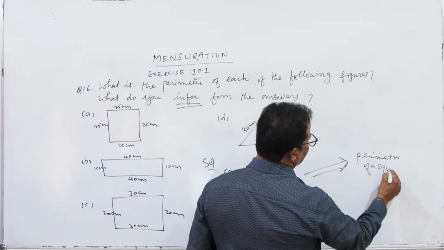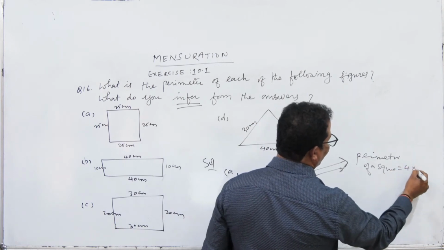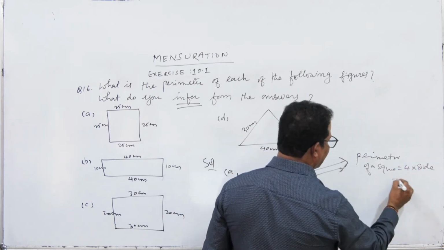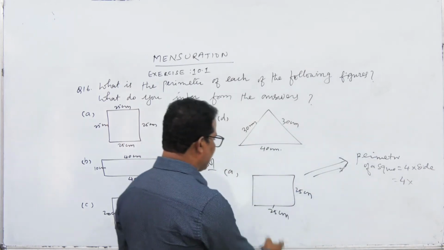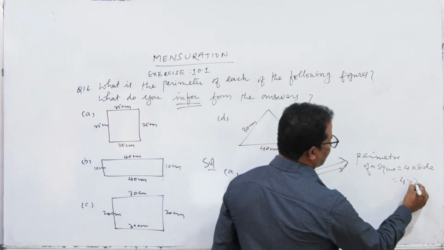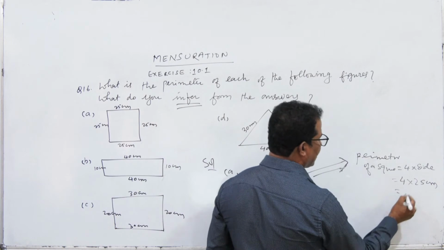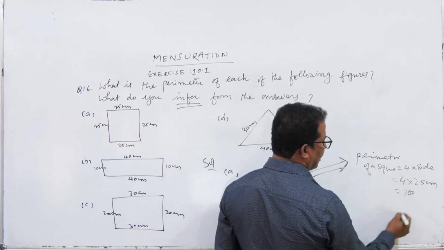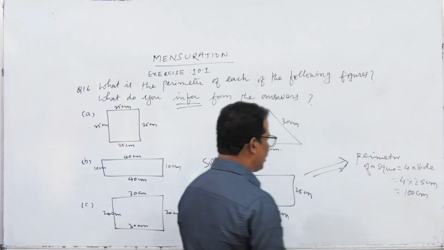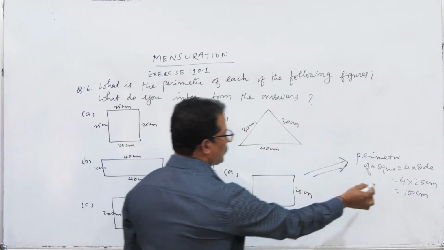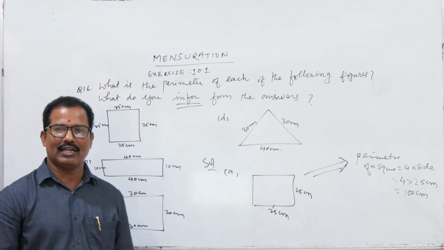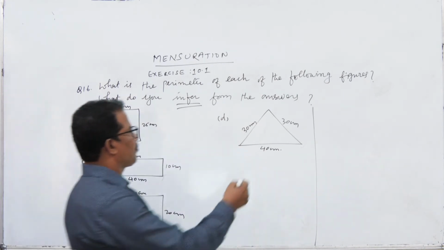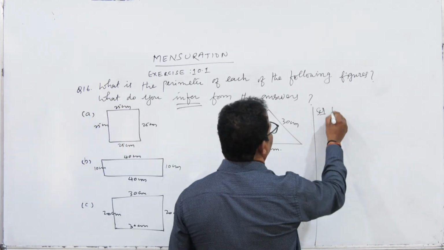Perimeter of it is a square, that is equal to by formula 4 into side. And 4 into what is the side here? 25 centimeter. If you multiply 25 by 4, we will get how much? 100 centimeter. So the perimeter of this figure A is how much we got? 100 centimeter. Okay.